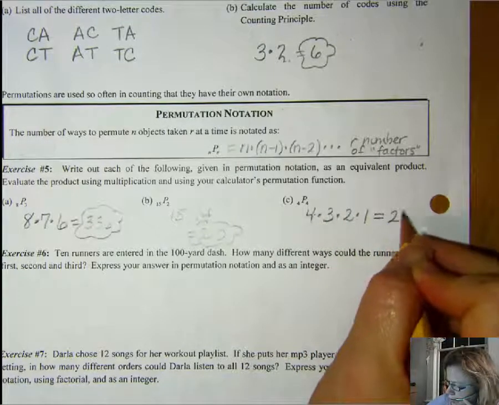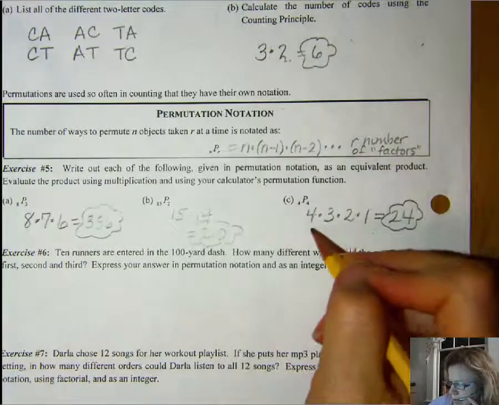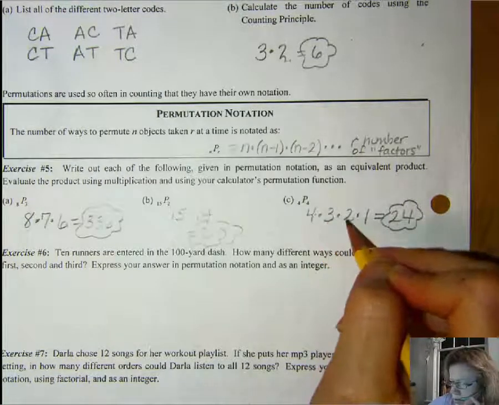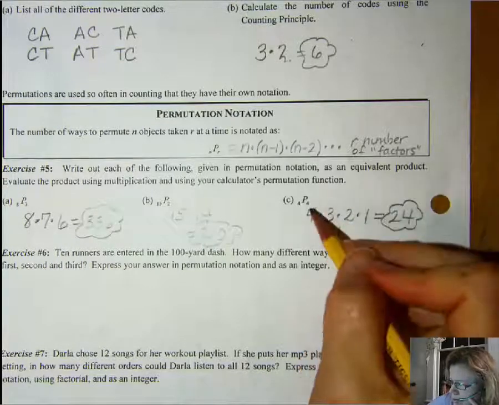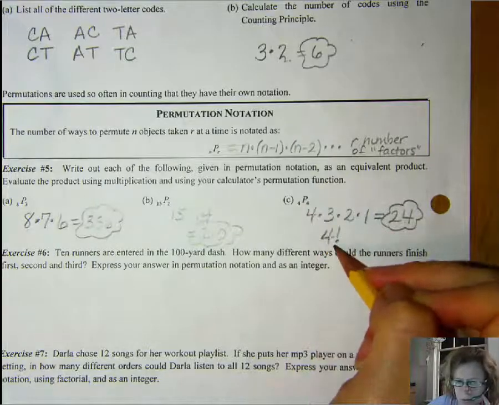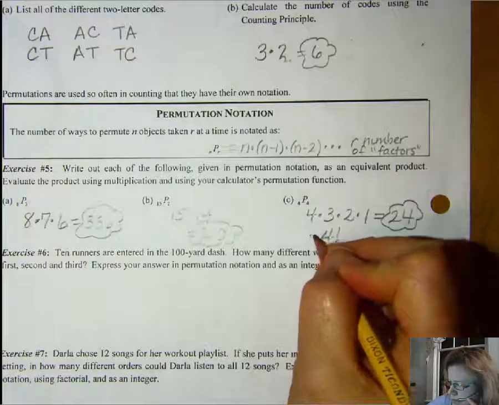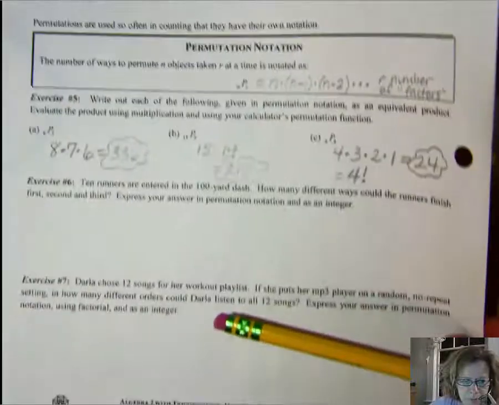is 24. You may recognize from earlier classes that if I start with a number and multiply down 1 until I get to 1, that's considered factorial. So anytime I have a permutation where the numbers are the same, it's the same as that number factorial. 4P4 is 4 factorial. They mean the same thing.